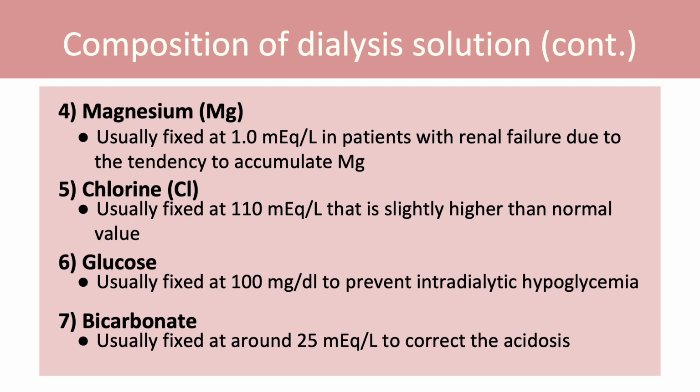The fifth electrolyte is chlorine. Chlorine concentration is commonly set at 110 milliequivalent per liter, which is slightly higher than the normal value. The sixth component is glucose. Due to the occurrence of hypoglycemic symptoms caused by dialysis, a concentration of 100 mg per deciliter is most common. Lastly, bicarbonate concentration is usually fixed at around 25 milliequivalent per liter because patients with renal failure are likely to have the symptoms of acidosis.